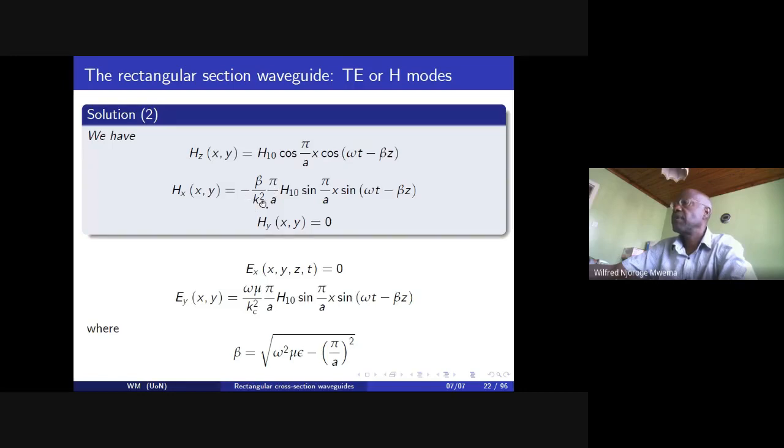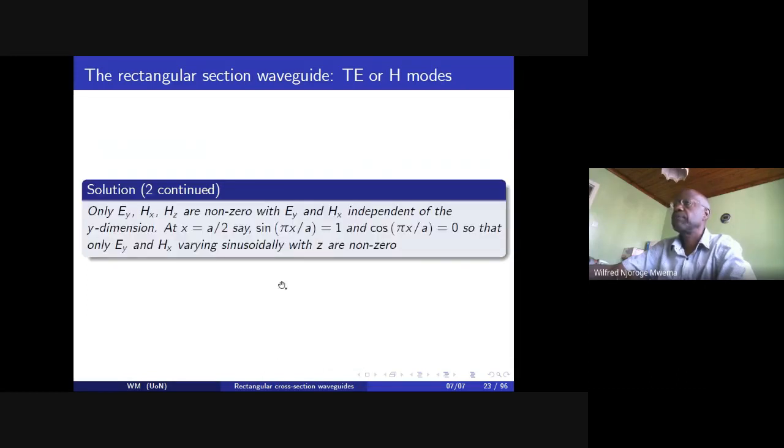If we look at this kc squared, we can always see that kc is the same as pi by a, and therefore we just have beta by kc squared, or a by pi. For the E field, the x component is going to be equal to 0, and we have only Ey, with that value there. This is just omega mu a by pi H10 sine pi by a x sine omega t minus beta z, where beta is given by the usual connotation, that is, a dispersive kind of propagation. So we now notice that we have only Ey, Hx, and Hz that are non-zero, and Ey and Hx are independent of the y dimension.